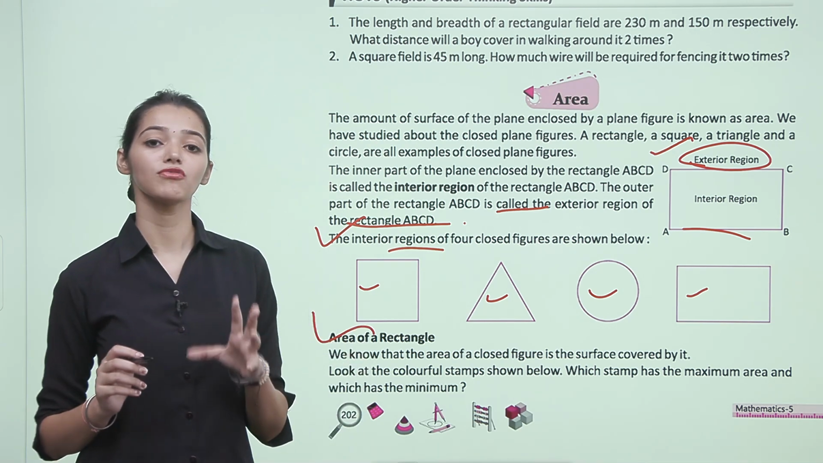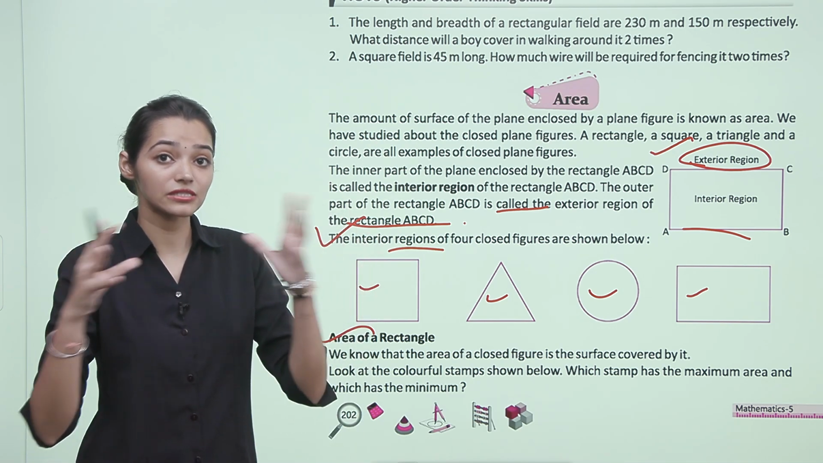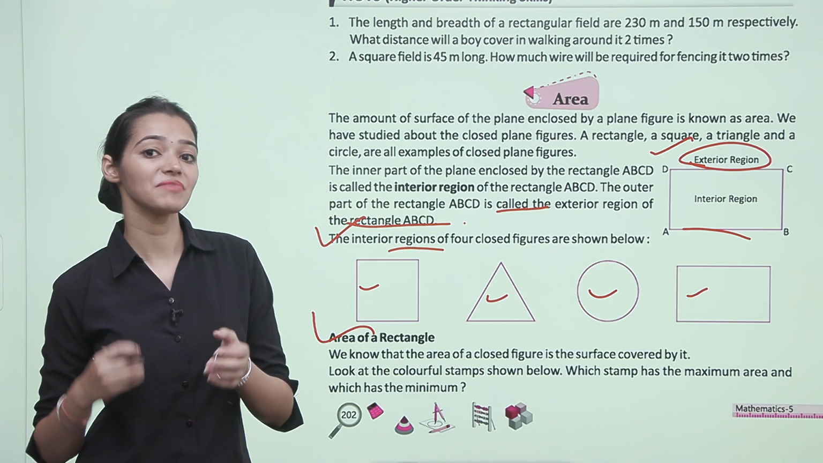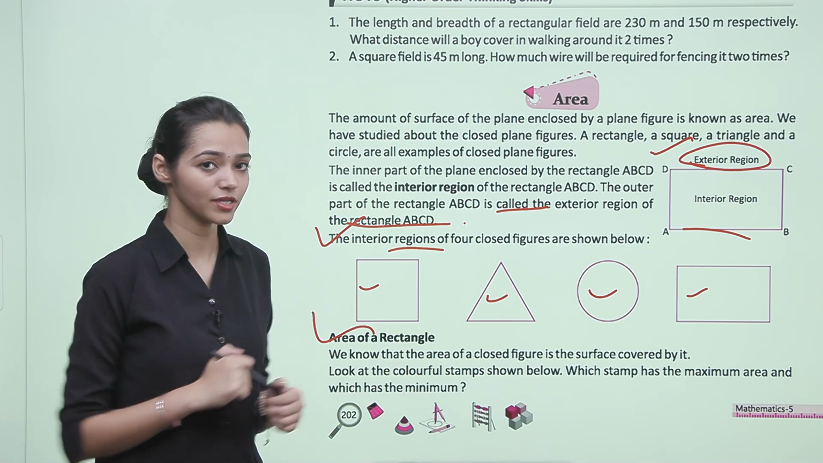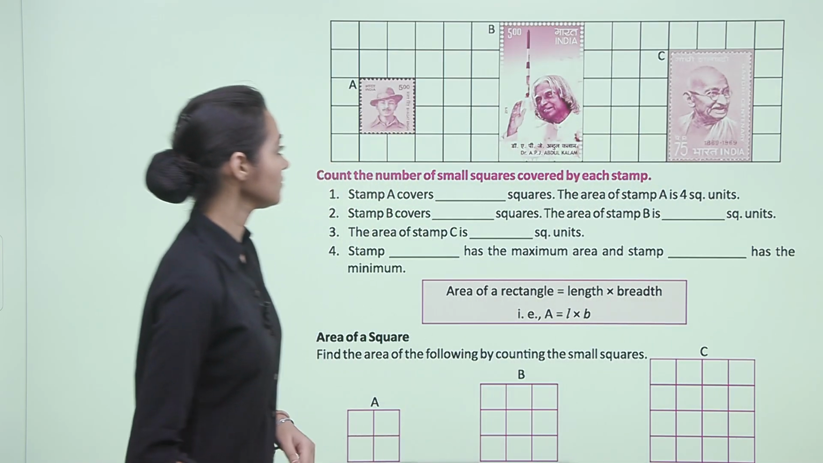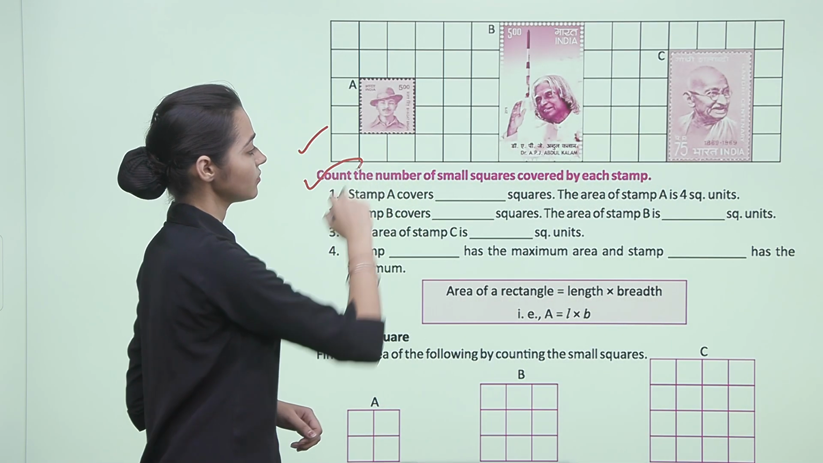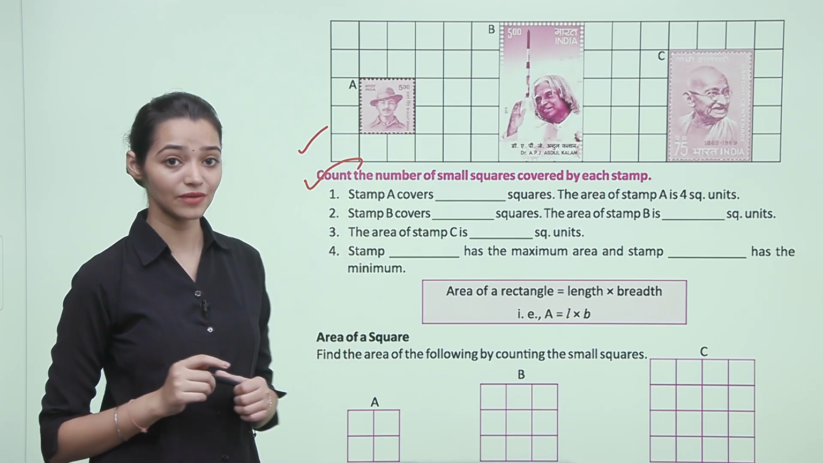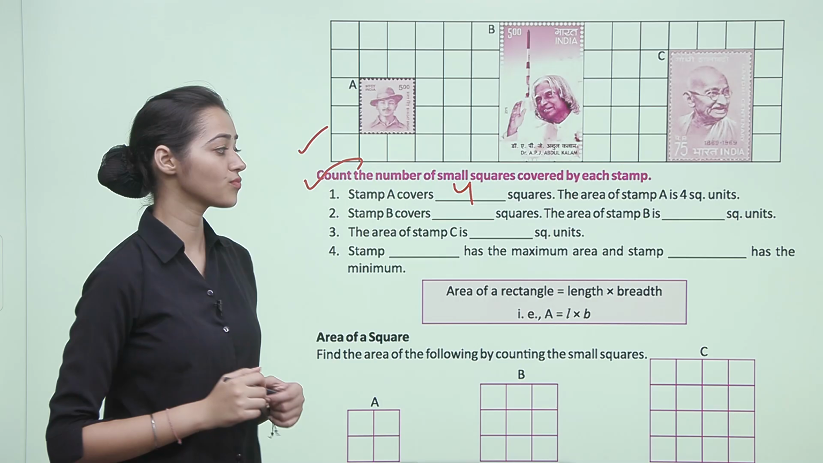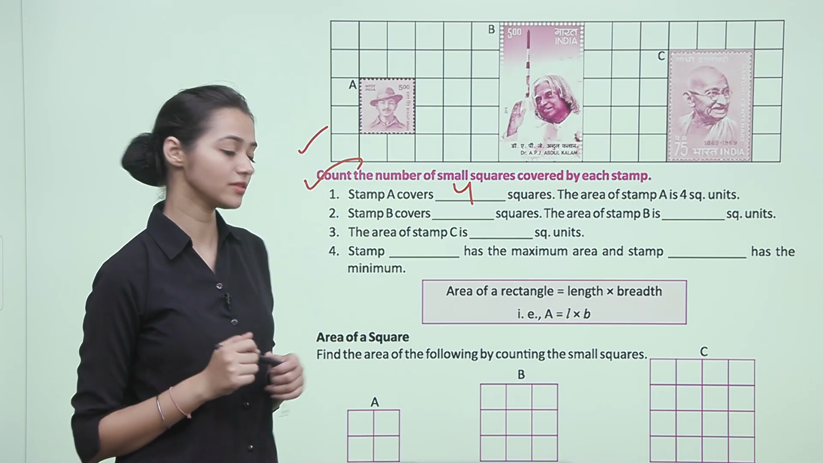Now we know that the area of a closed figure is the surface it covers. Now look at the colorful stamps shown below. Which stamp has the maximum area and which has the minimum? Here you have to tell me. You have to count the number of small squares covered by each stamp. Stamp A covers 4 squares and the area of stamp A is 4 square unit. That's how you can complete the remaining part.